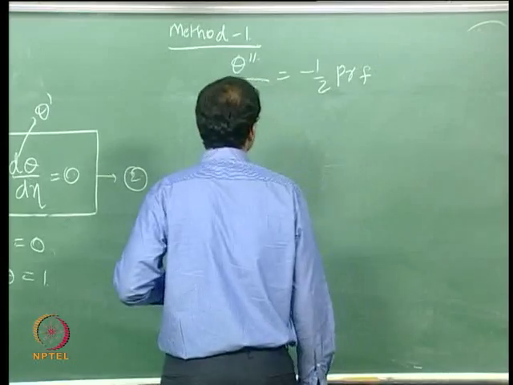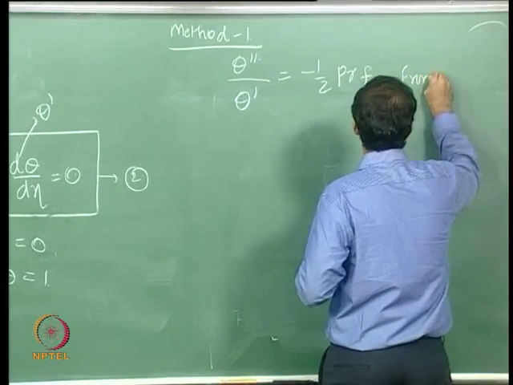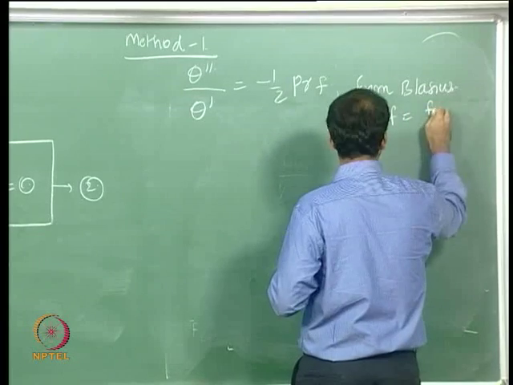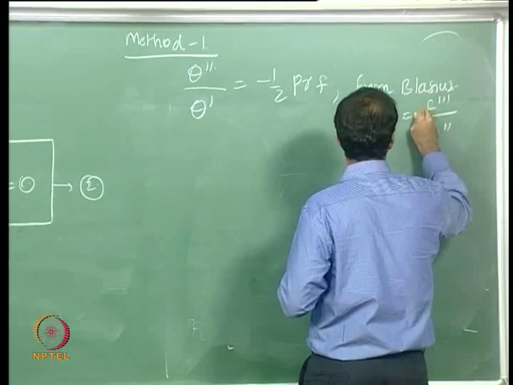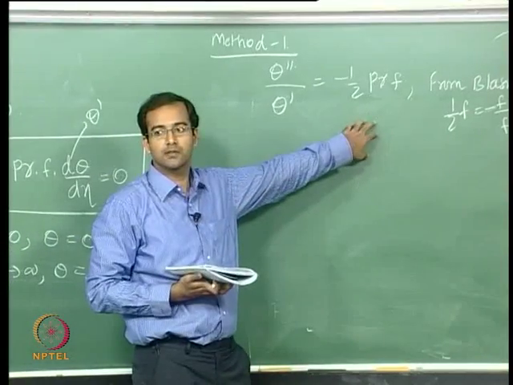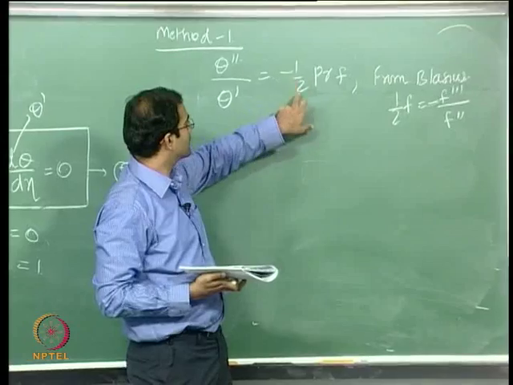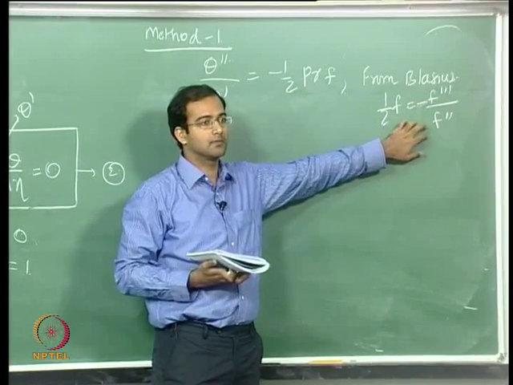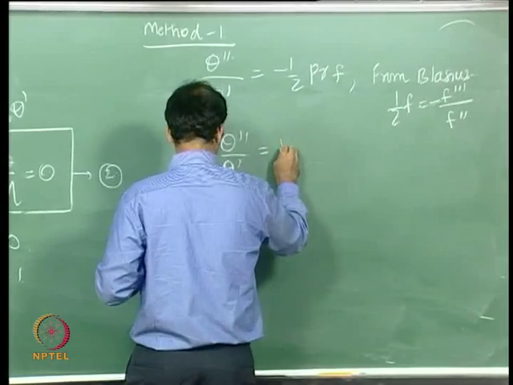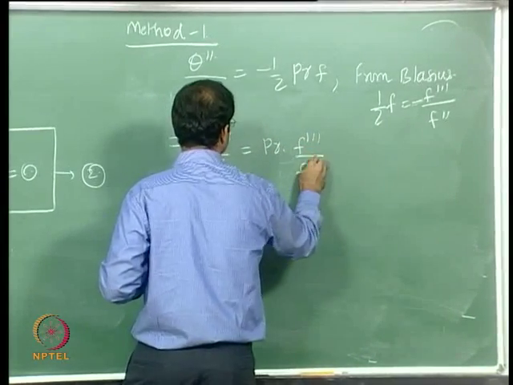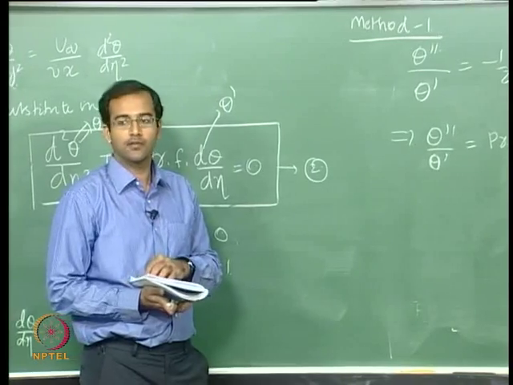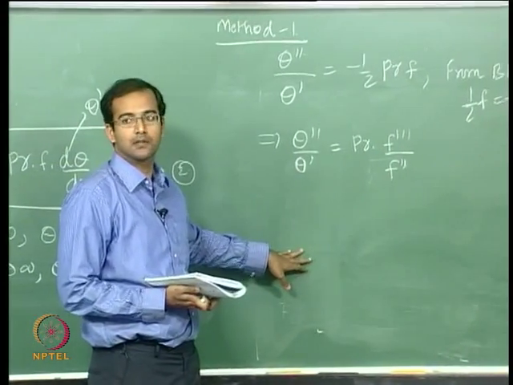From the Blasius equation, I also know that if I rewrite the Blasius equation, I can say half of f is equal to minus f triple prime by f double prime. Correct? So if I rewrite the Blasius solution, I can write like this. Now you can see I can substitute for minus half into f in terms of f triple prime. So I can link these two equations. I can write this as Prandtl number times f triple prime by f double prime. Okay, so correct. So if I can now integrate it twice, I directly get the solution for theta.